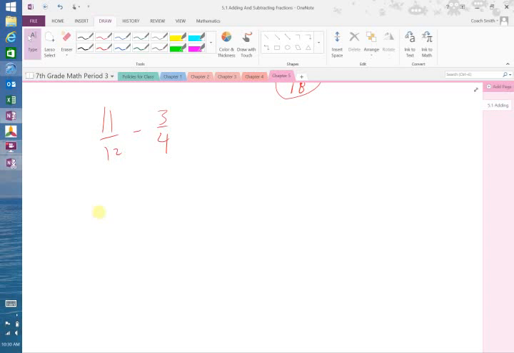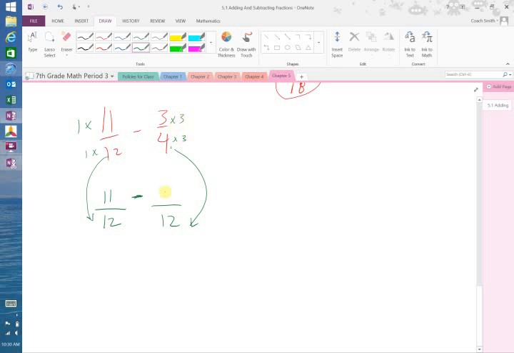We have our two fractions. What is the common denominator between 12 and 4? 12. So 12, this one stays the same because we multiplied by 1. So 11 there. What do we do to 4 to make it 12? Multiplied by 3, so that gives us 9. What's 11 minus 9? 2. Which we reduce by 2 over 2, which means it's 1/6.